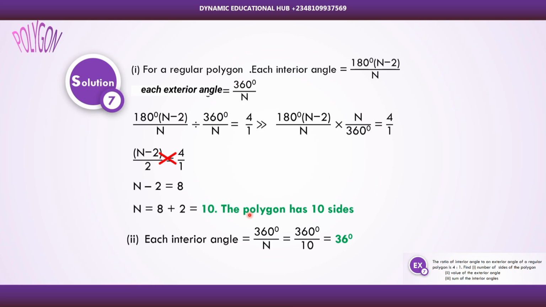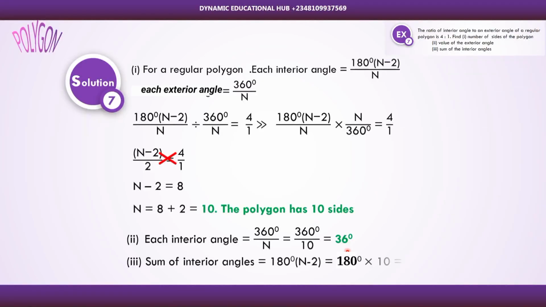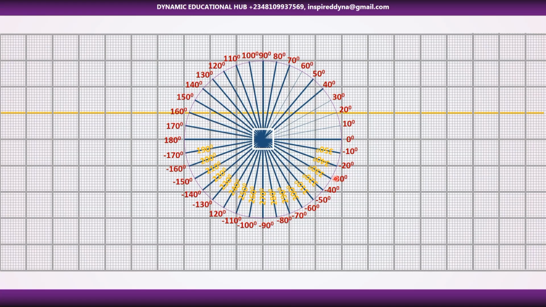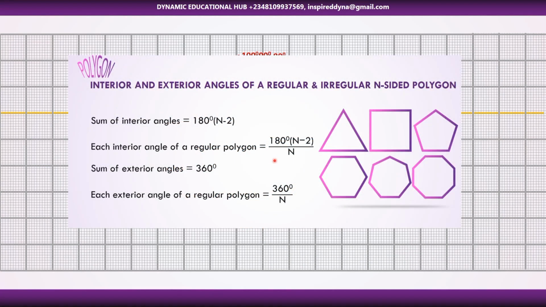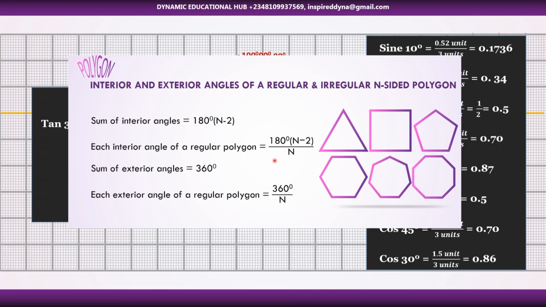The next question is each exterior angle, and each exterior angle will be what? 360 degrees divided by n, and 360 divided by 10, which is 36 degrees. The third question, sum of interior angles. What is the sum of interior angles of any polygon? 180 degrees n minus 2, and that is 180 degrees times 8, and that will give us 1440 degrees. Now that is how to use this formula to solve questions in Euclidean geometry.